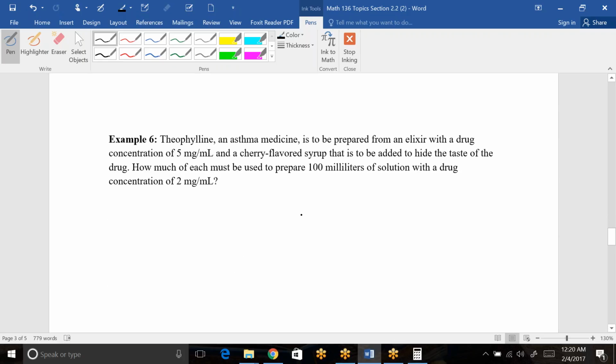Now this is another one very similar to that. This is about an asthma medicine that is to be prepared from an elixir with a drug concentration of 5 milligrams per milliliter and a cherry-flavored syrup that is to be added to hide the taste of the drug. So this time you're not mixing two of the drugs together, you're mixing a drug concentration with something that does not have any drug. That means it's 0% drug. And then we want to know how much of each must be used to prepare 100 milliliters with a 2 milligram per milliliter concentration.